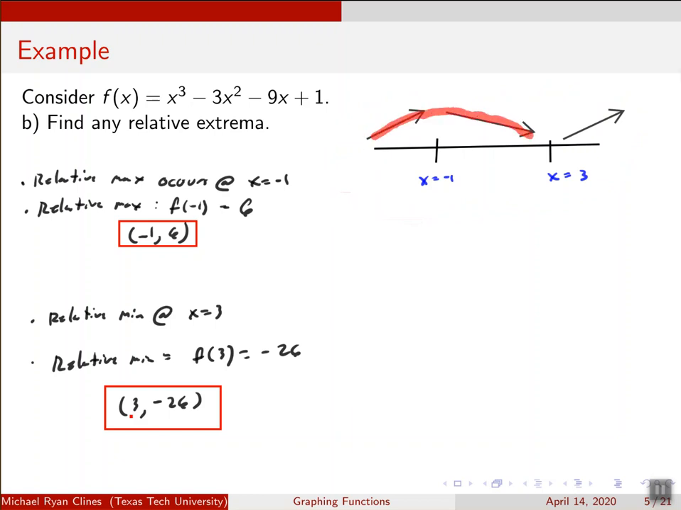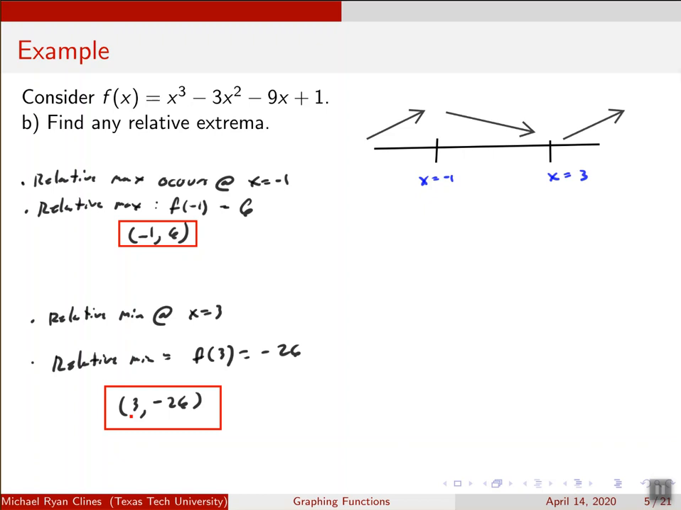Relative maximums look like this. Relative minimums look like this. That's all there is to that problem. Now, I'd like to point out, your answers, as specified, need to be in this form, as a point, as a location and value. All right? But that's just finding relative maximums and minimums.